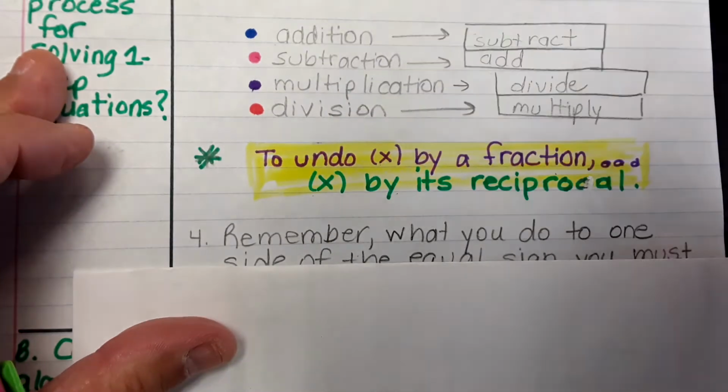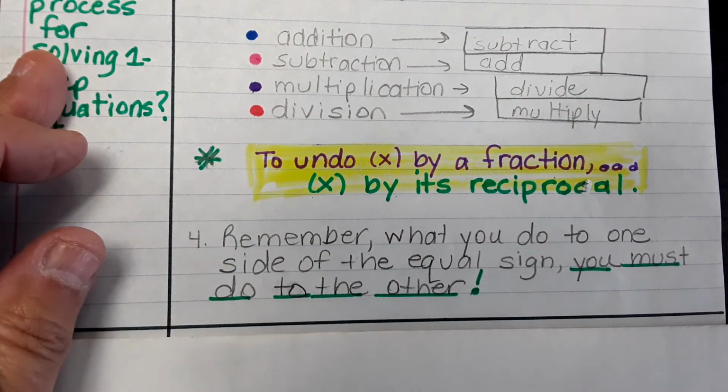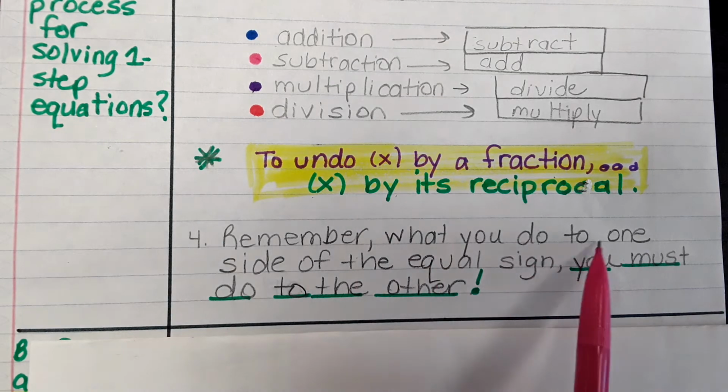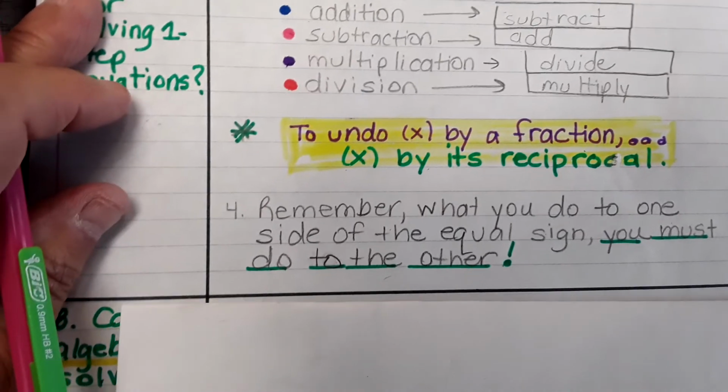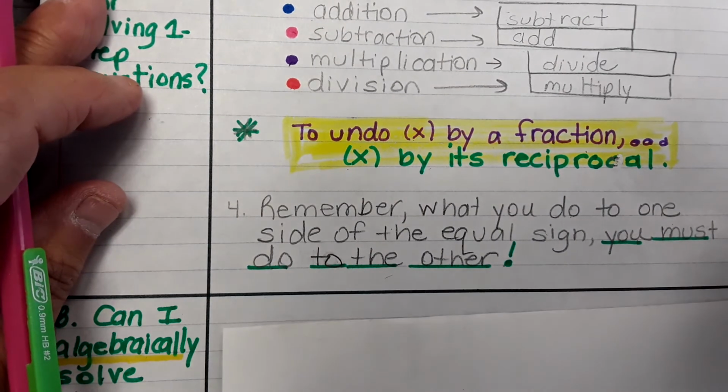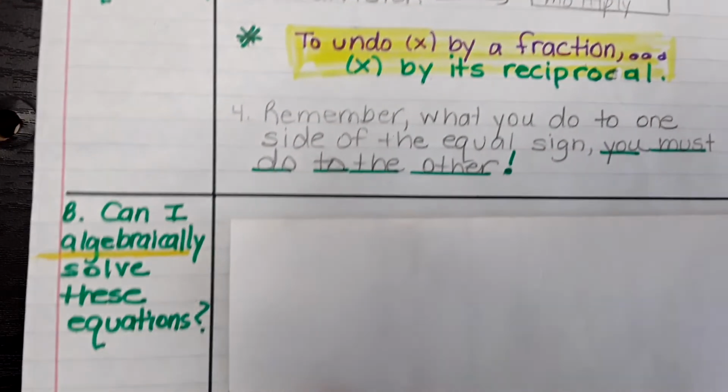And then finally, step 4, remember, what you do to one side of the equal sign, you must do to the other. To keep the equation balanced, you have to use the same operation on both sides to keep it balanced. And again, once you start seeing the examples in Part B, those 4 steps will start to make sense.